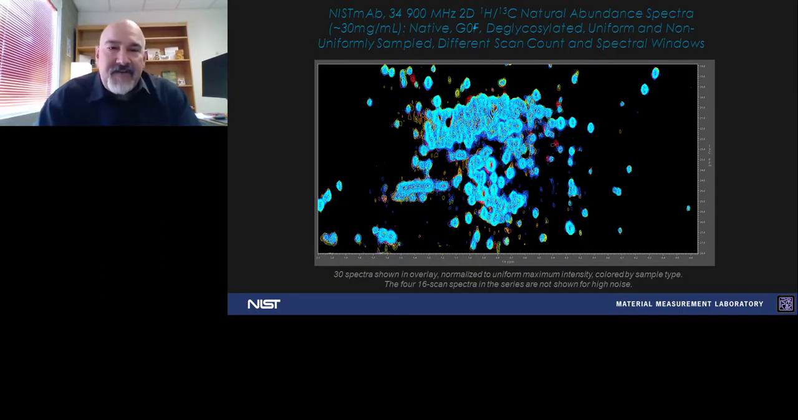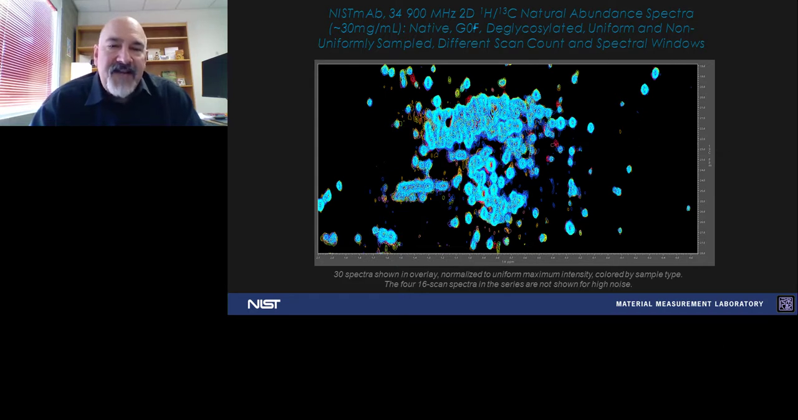Here's a collection of 34 different NMR spectra that were measured with different parameters on 3 different kinds of samples that we made from the NISTmAb. One sample is the native version of the NISTmAb. The other is a version that's called G0F. We used an enzyme to clip off the 2 galactose residues. Or in a third sample, we used an enzyme that trims off the glycans completely. So a deglycosylated sample. So 3 samples, 34 spectra measured under different conditions.